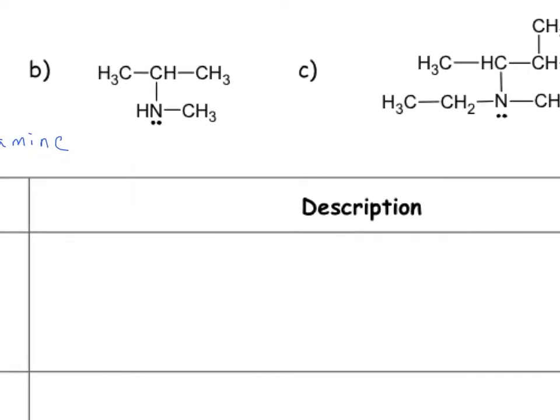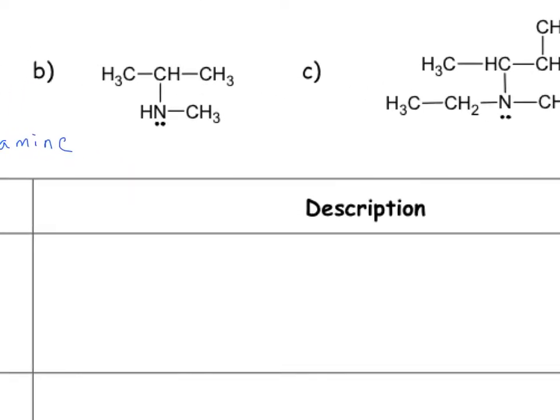For molecule B, my parent chain is the longest consecutive row of carbons connected to the nitrogen. 3 carbons gives me the root prop. Because they are all single bonded, I would use ane, but I would drop the E. To indicate where the nitrogen is, I would number my main chain so it gets the lowest number. It is on carbon number 2. I indicate it's an amine by using the suffix amine.